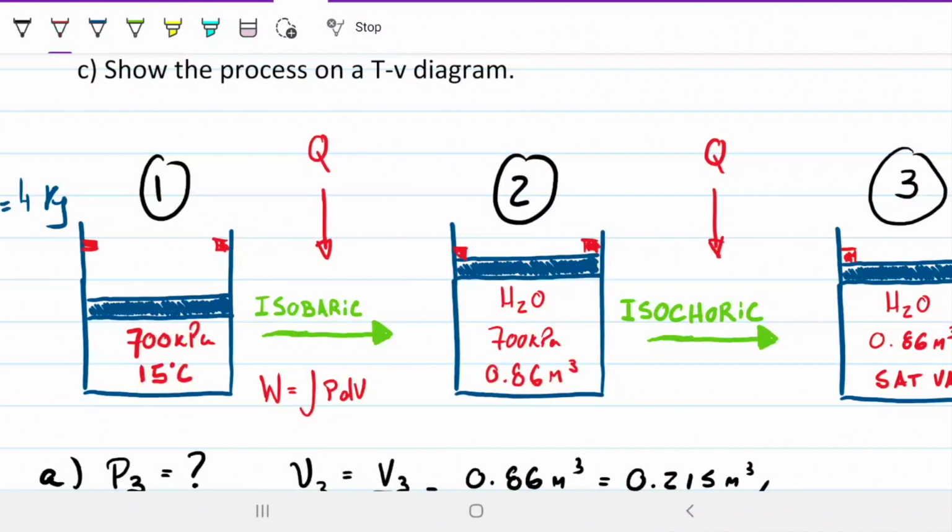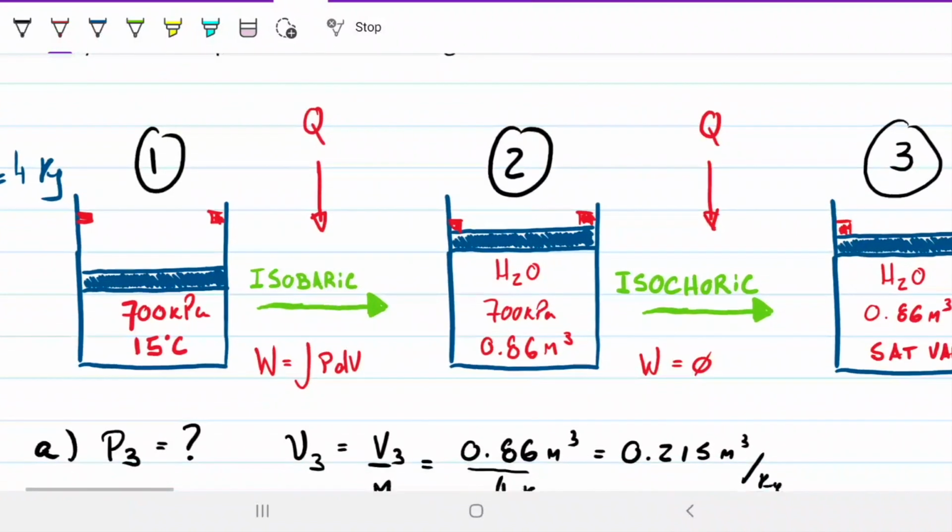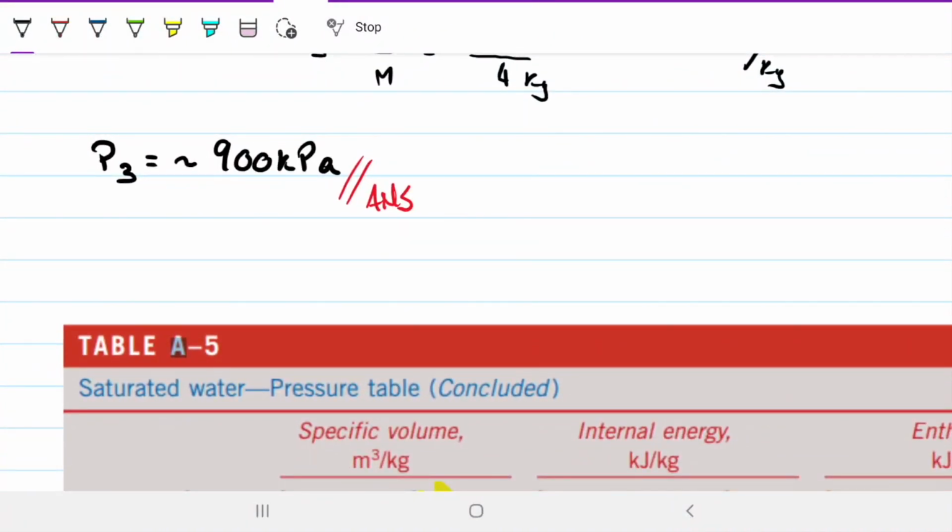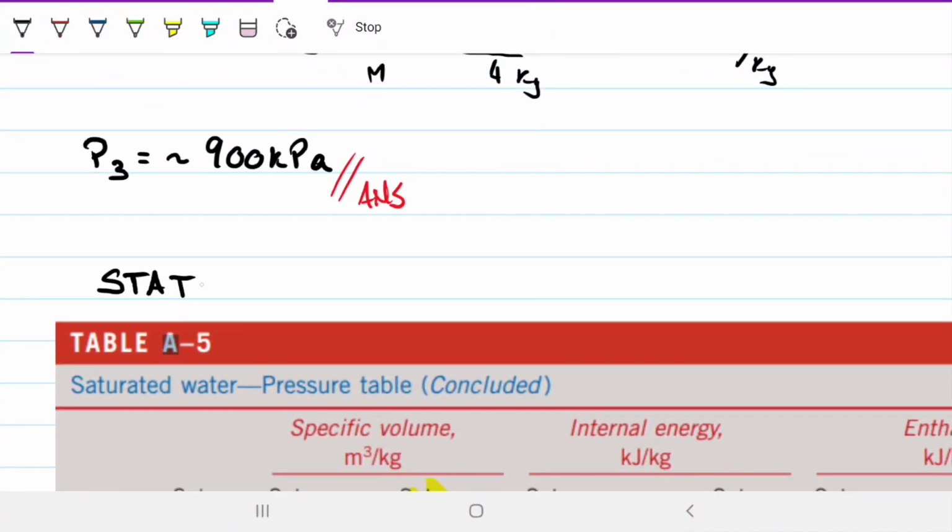The other thing here is that the work on this guy is nil, right? 0. Why is it 0? Because there's no change in volume. If there's no change in volume, the dV here is 0. If that dV is 0, work is 0. So that means that to find the total work, all I need to do on this problem is to find what is my specific volume on state 1. Let's go ahead and write state 3 here so we don't get confused. State 3. So what I'm going to look now for is state 1.